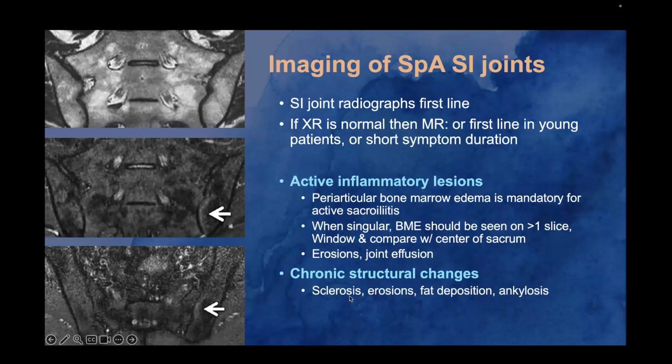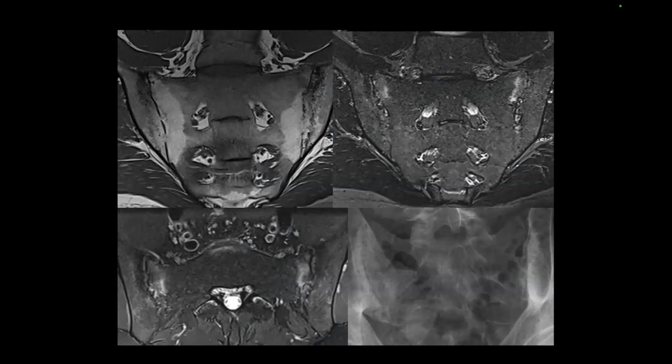Now, the chronic structural changes include sclerosis of the subchondral plate, as well as erosions, fat deposition that's occurred up to the subchondral plate, indicating that there's been backfill, as well as ankylosis. So they're all chronic structural changes. So here's an example of a patient who has bilateral sacroiliitis. And we can see on this T1 that there's all these areas of marrow that's extended up to the subchondral plate. So this is an example of backfill or fat marrow metaplasia.